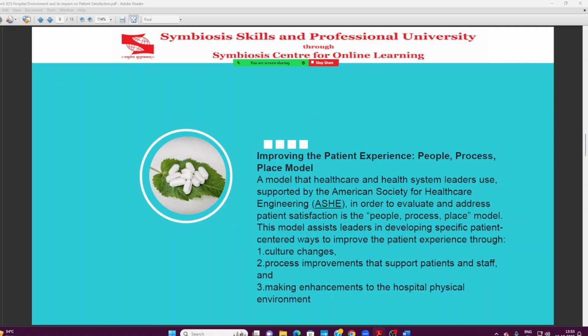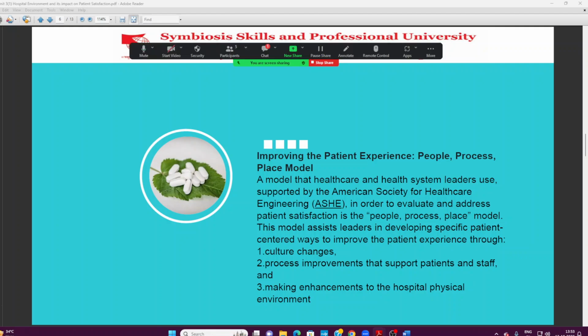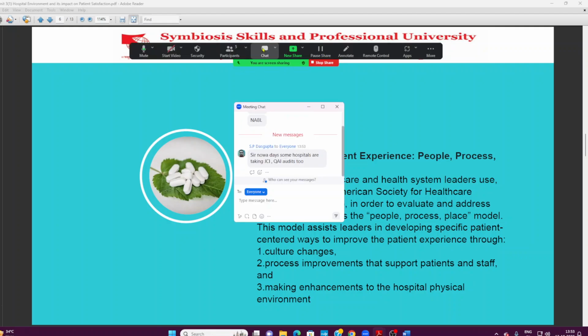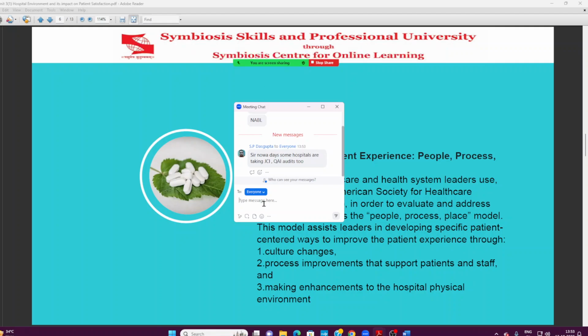Let us move further. Improving patient satisfaction, or improving patient experience. Satisfaction is the end point. Sir, nowadays some hospitals are taking JCI, QAI audits. Yeah, audits. Even ISO. Many hospitals go for ISO certificates, which again proves the authenticity of the hospitals, how good they are in whatever they have claimed. ISO stands for Indian Organization for Standardization, right?